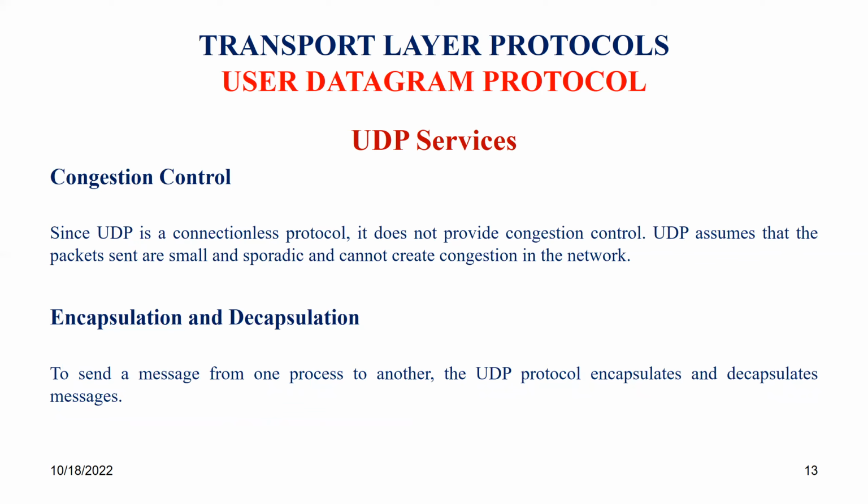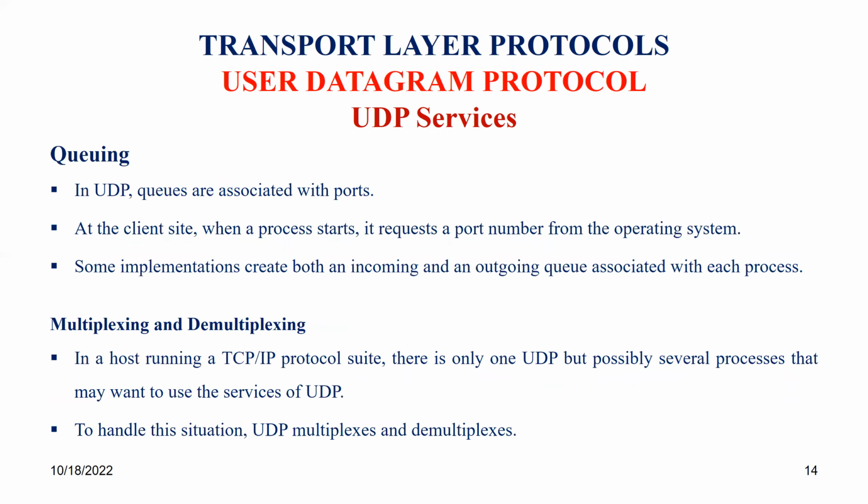Encapsulation and decapsulation is another service offered at the transport layer. The UDP datagrams are encapsulated on the sender side and decapsulated on the receiving side. Then queuing: as we send many data packets at a time, queues are associated with the ports. At the client side, when a process starts, it requires a port number from the operating system. On the receiving side, it follows the queue, which is first in, first out.